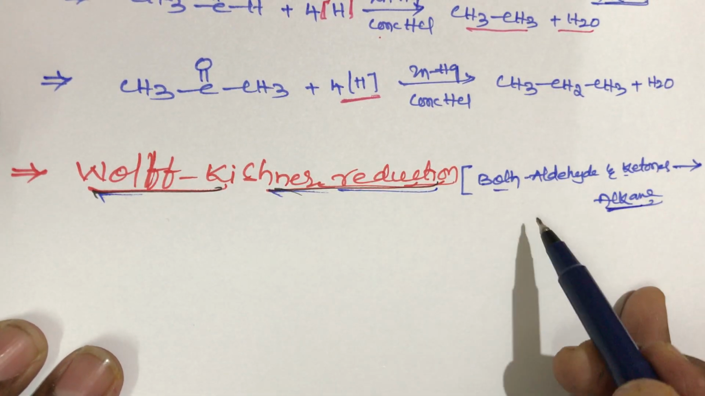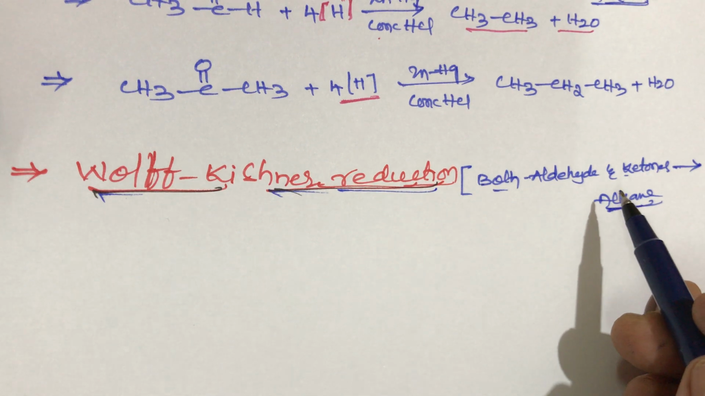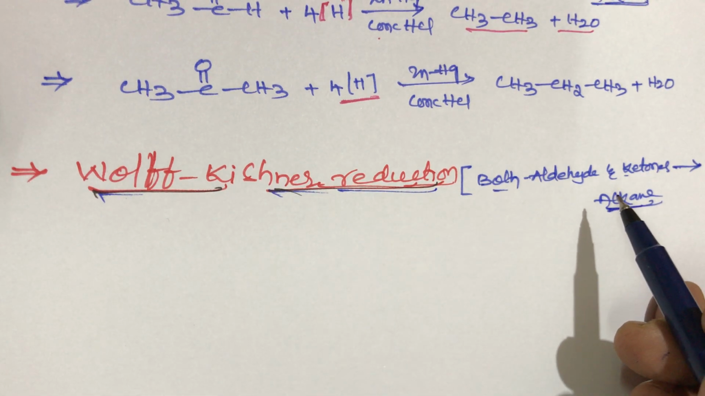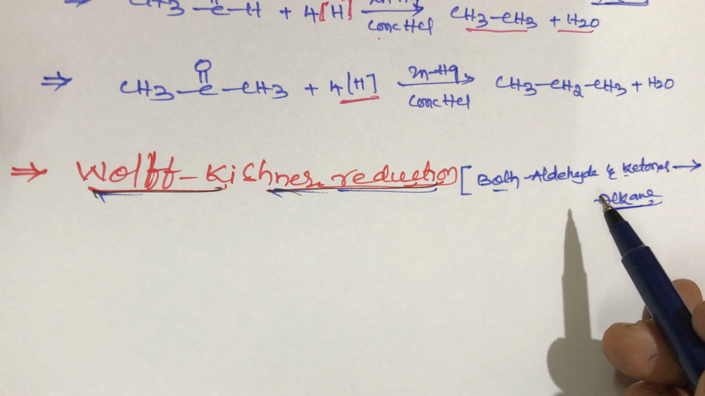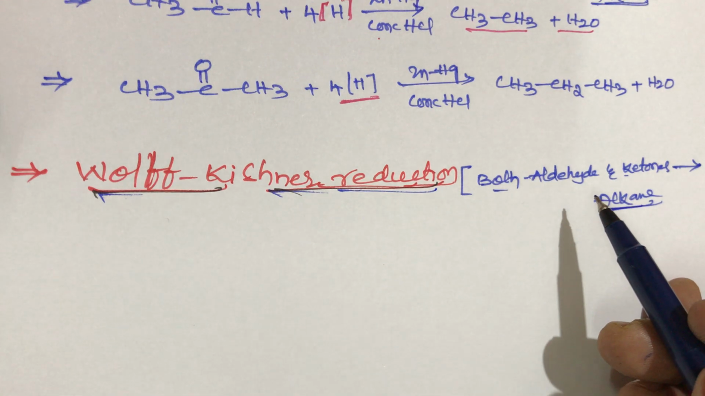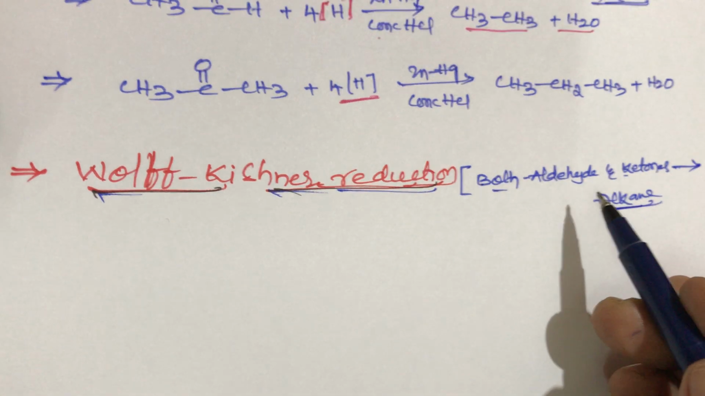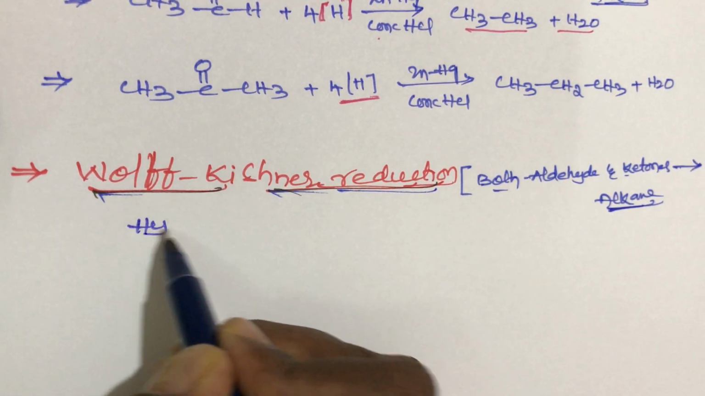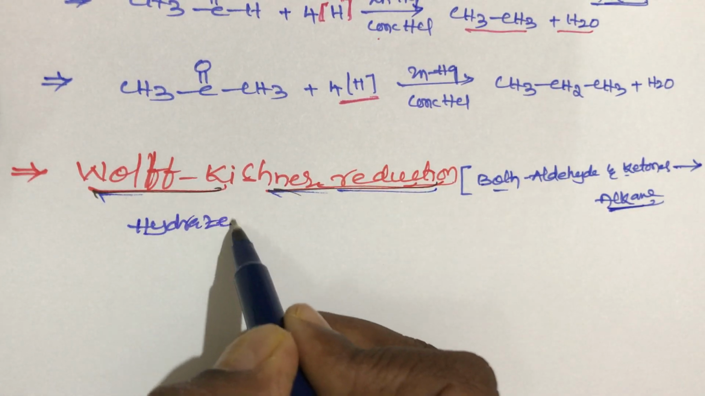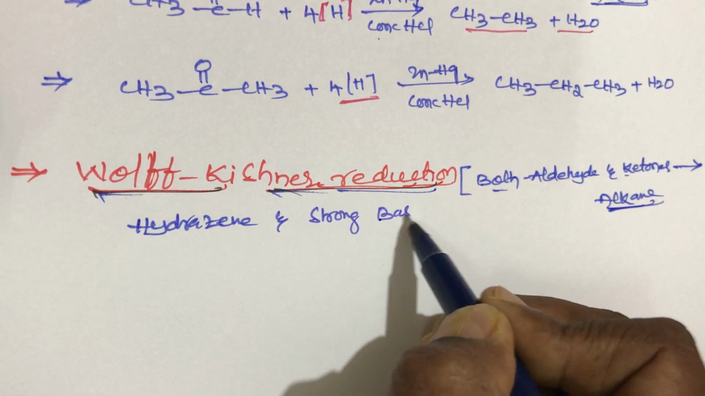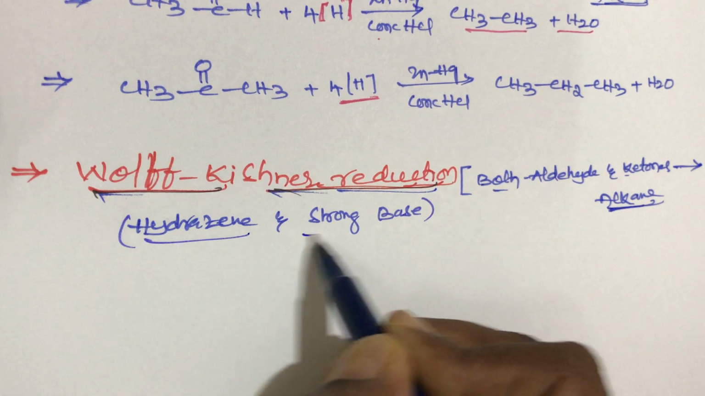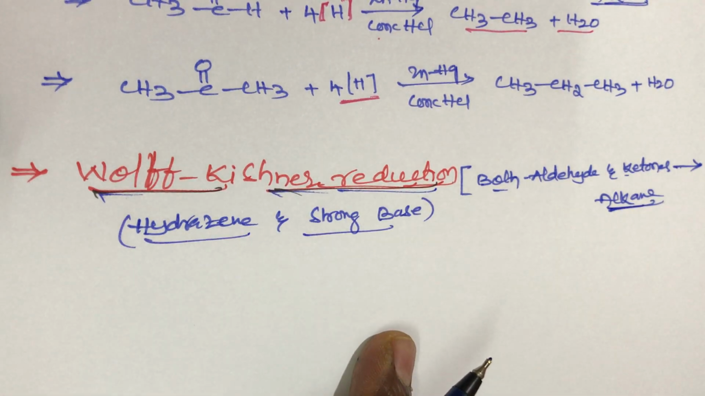Alkanes can be prepared from aldehydes and ketones by Wolff-Kishner reduction, student. What is the use of Wolff-Kishner reduction? The preparation of alkanes. It is carried out in the presence of excess hydrazine and a strong base. What are the reagents, student? Hydrazine and a strong base, these are the important reagents used in Wolff-Kishner reduction.